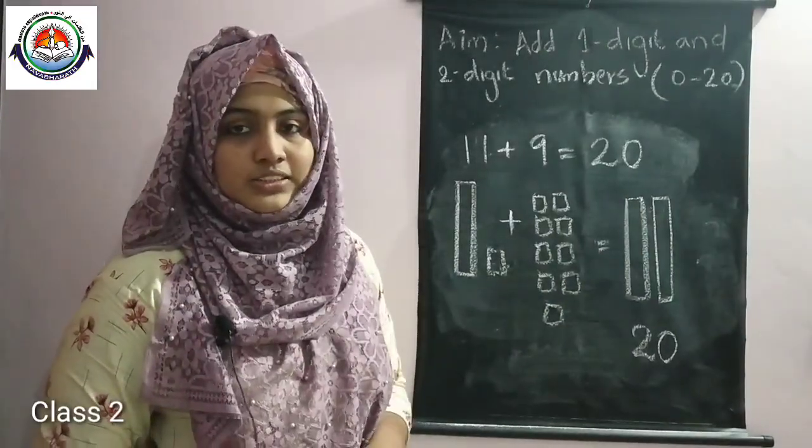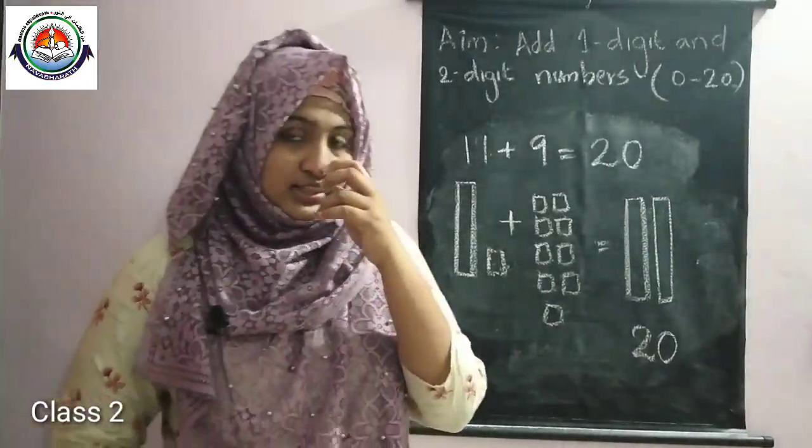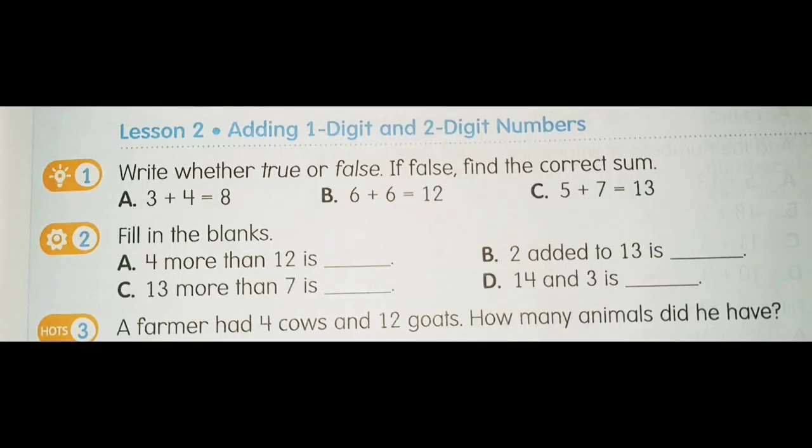Okay. So next we can discuss the worksheets. First, we can discuss the practice questions given in our textbook. First question is, write whether true or false. If false, find the correct sum. First, you have to find whether the questions A, B, C are correct or not. If any of them are false, then you have to write the correct sum.